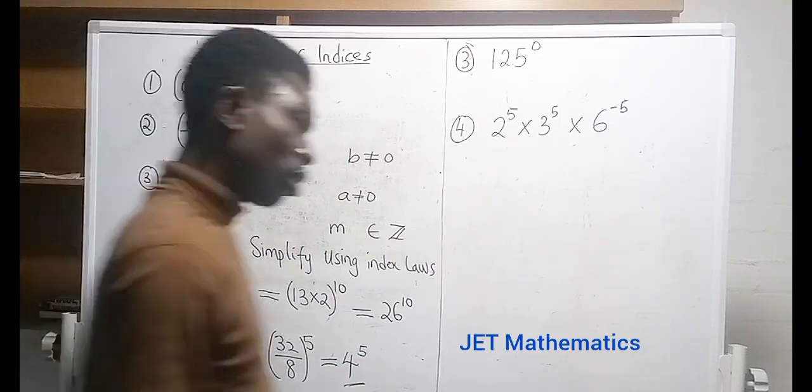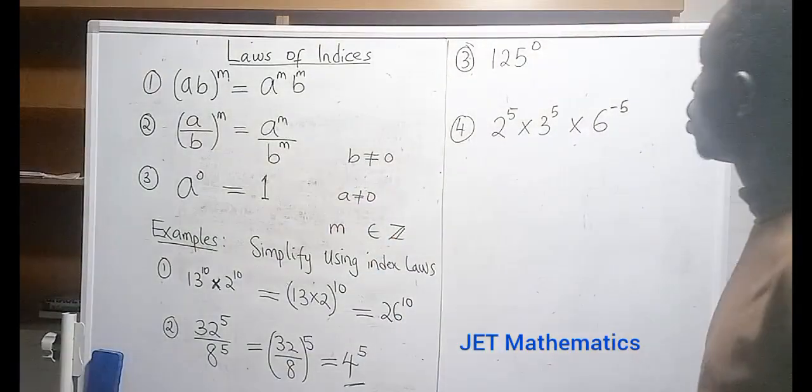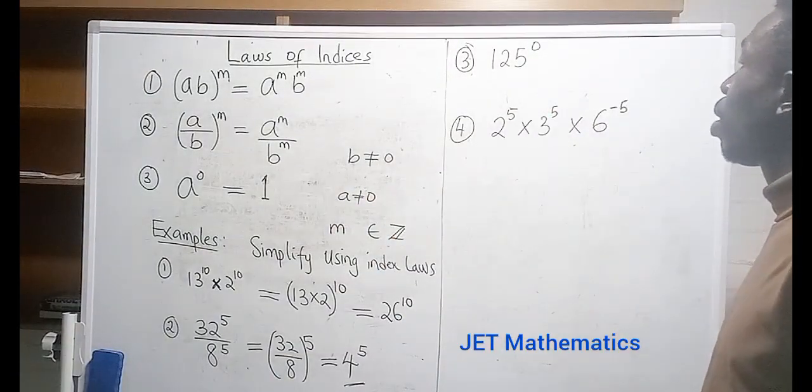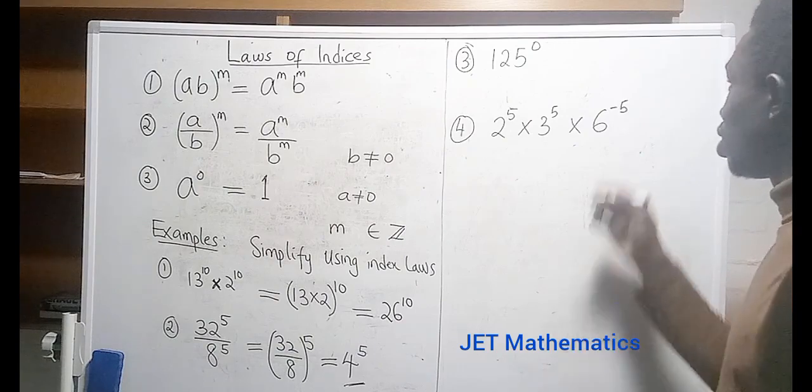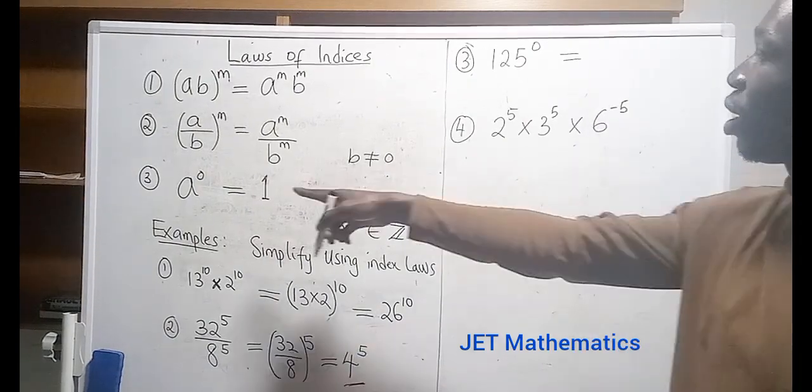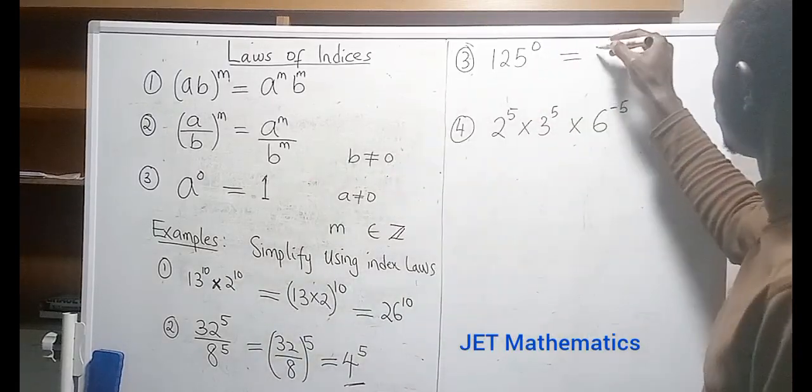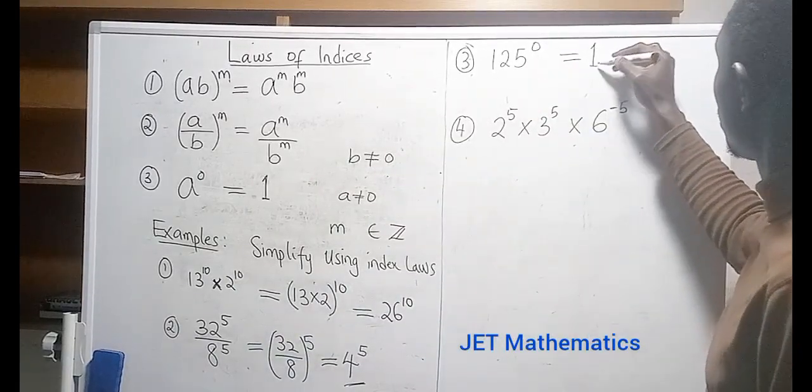Then number 3 example here says 125 raised to the power of 0. That's very easy. You already know from the third law there that anything raised to the power of 0 is 1.